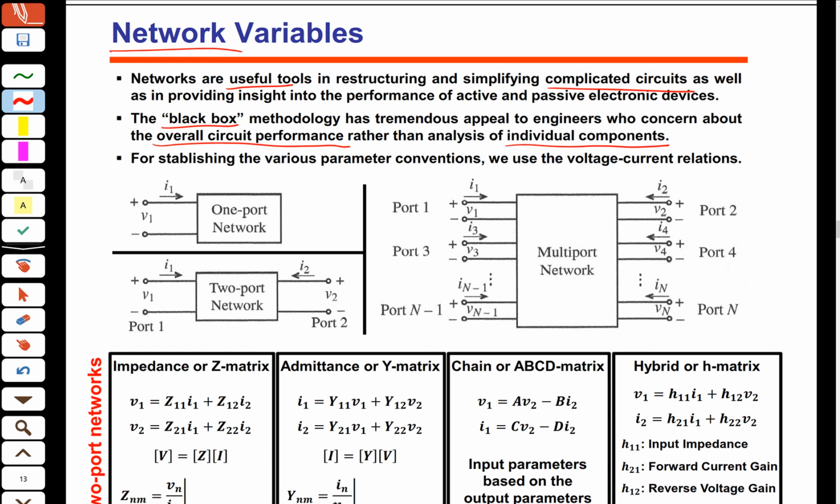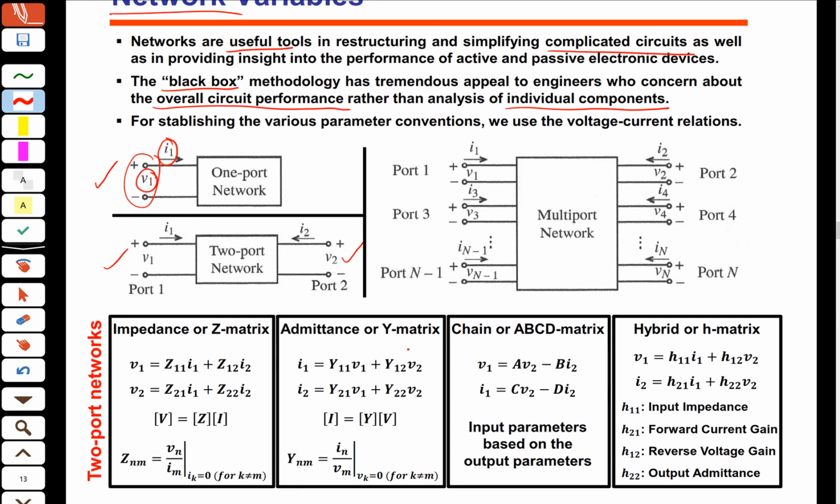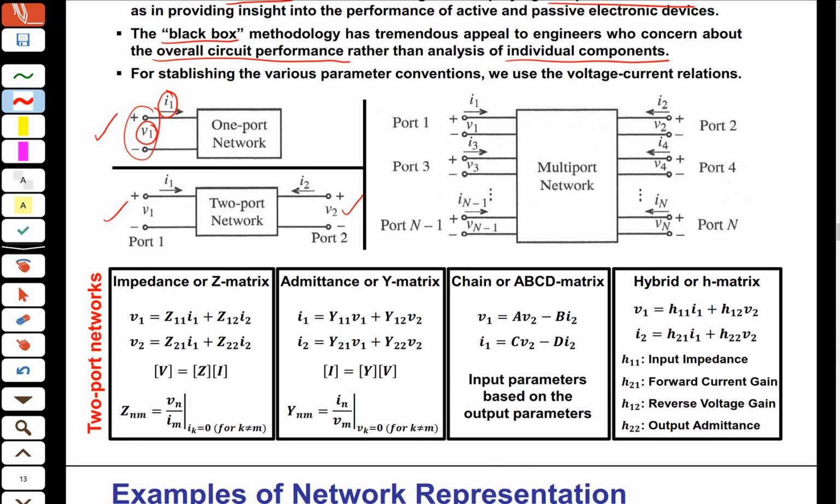So we define a one-port network when it has only one port, a two-port network when it has two, and then a multi-port network has more. All right? In electrical and electronics, the things we are mainly interested in, especially at low frequency, are current and voltage. Anything in electronics is defined based on voltage and current.